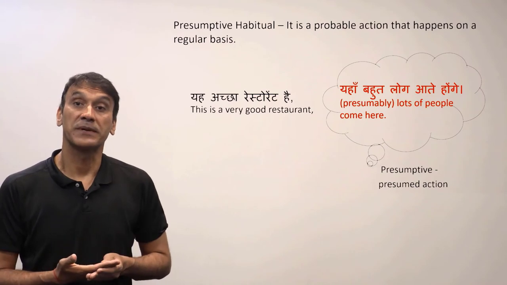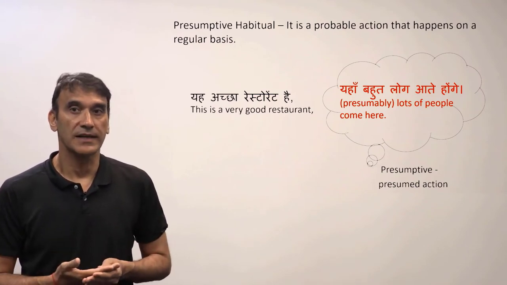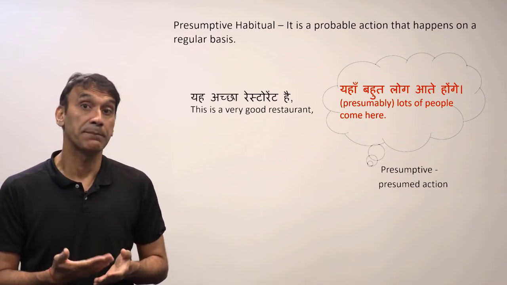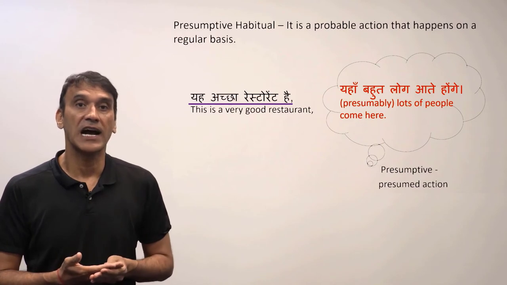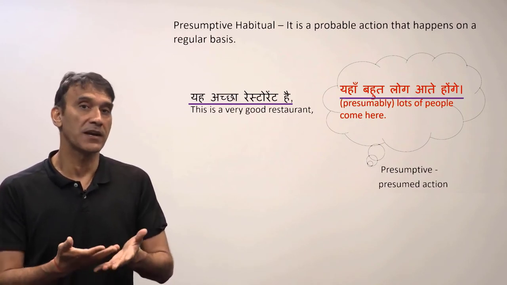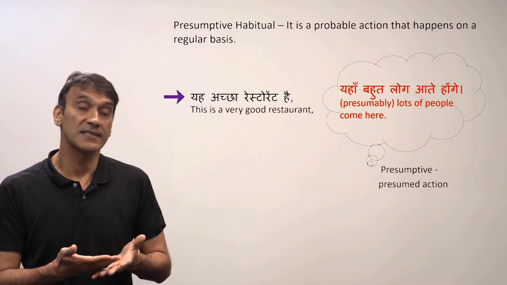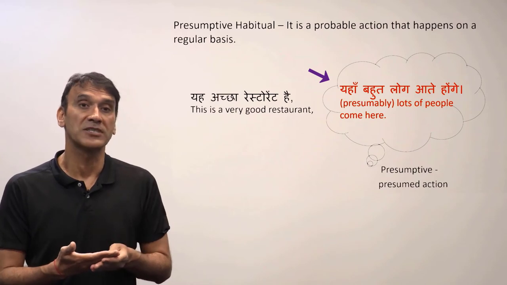The first one is the presumptive habitual. It's a probable action that happens on a regular basis. It's an action that happens often, that happens habitually. So here's an example. Ye achha restaurant hai, yahan bahut log aate honge. It's a very good restaurant, presumably many people come here. So this first sentence is creating the context, and the second one is expressing the presumed or presumptive action.